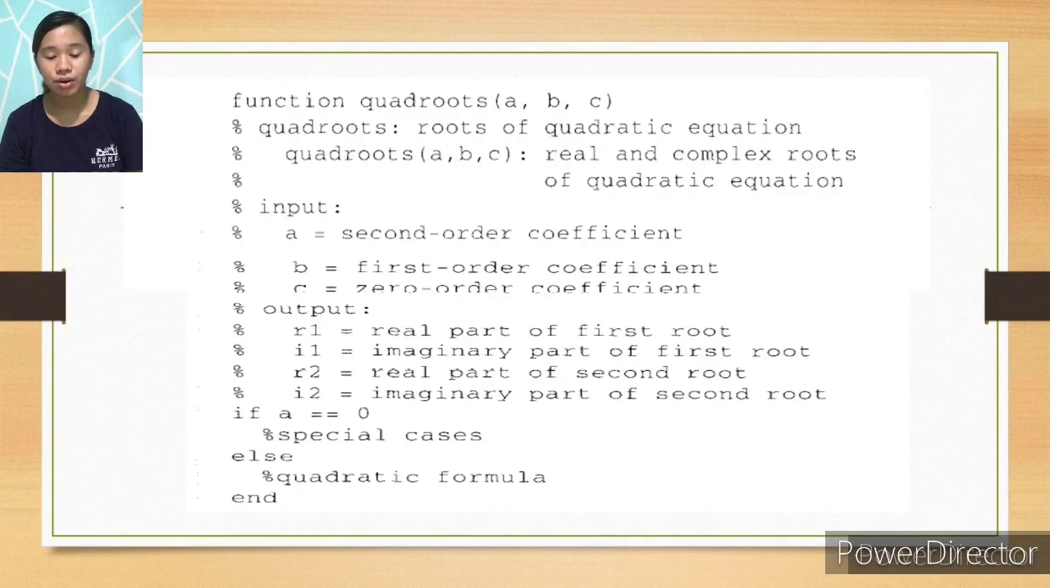Quadroots gives the roots of a quadratic equation. So quadroots(a, b, c) gives the real or complex roots of a quadratic equation. Input: a is the second-order coefficient, b is the first-order coefficient, c is the zero-order coefficient. The output: r1 is the real part of the first root, i1 is the imaginary part of the first root, r2 is the real part of the second root, i2 is the imaginary part of the second root. So if a is equal to 0, special cases, else, so quadratic, end.